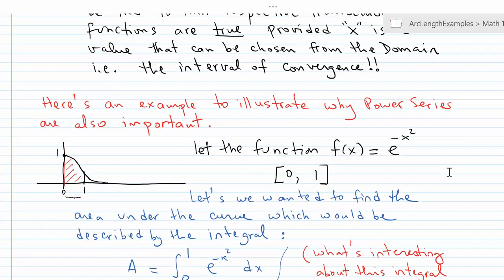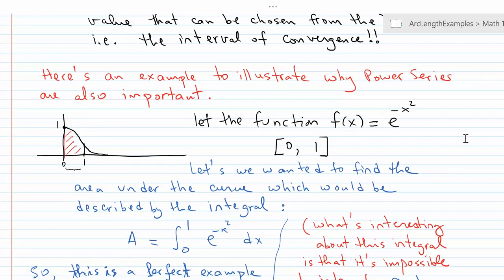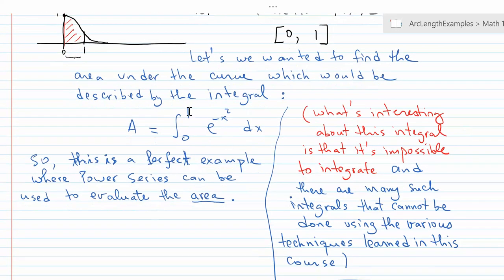Okay, so our very last example is to also illustrate why power series are so vital, so important in mathematics. Let's say I'm graphing the function e^(-x^2) just in the first quadrant, and this is what the graph looks like. And I wanted to calculate the area under the curve. So that area would be translated as the integral from 0 to 1 of the function dx.